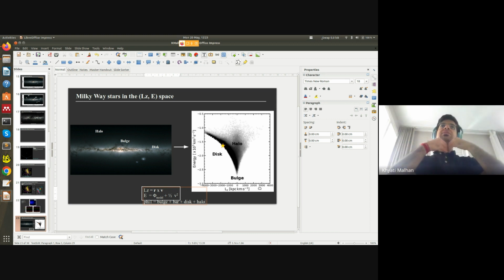And you just need to give this information of stars in the form of a table to the package, and the Python package spews out the LZ and E values. So yes, it's simple to do that.